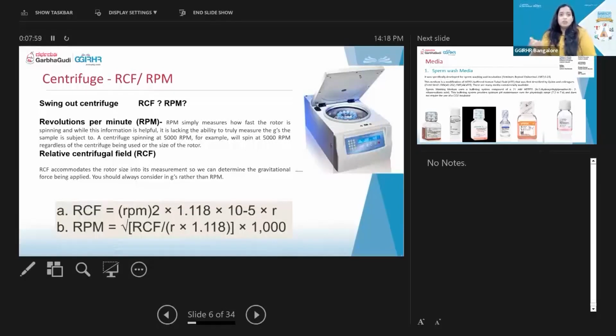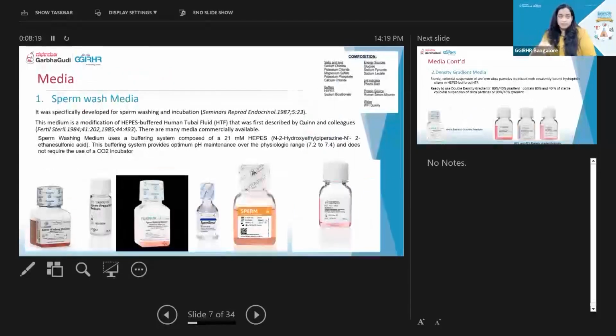But there are equipments which do not give an option for an RCF. So you need to consider the radius of the rotor, then calculate based on the centrifuge that you have in your center. This is the formula: RCF is the RPM raised to 2 into 1.112 into 10 raised to minus 5 into R, which is the radius.